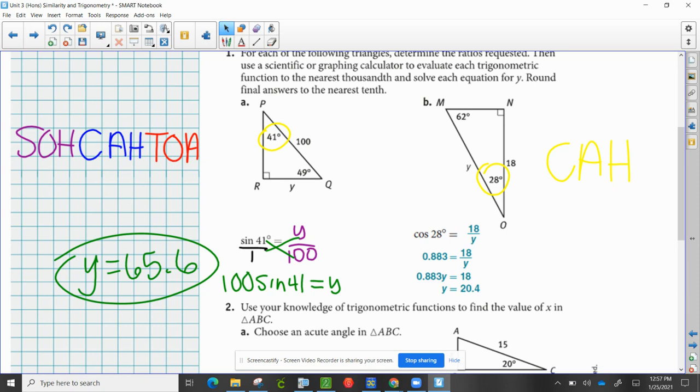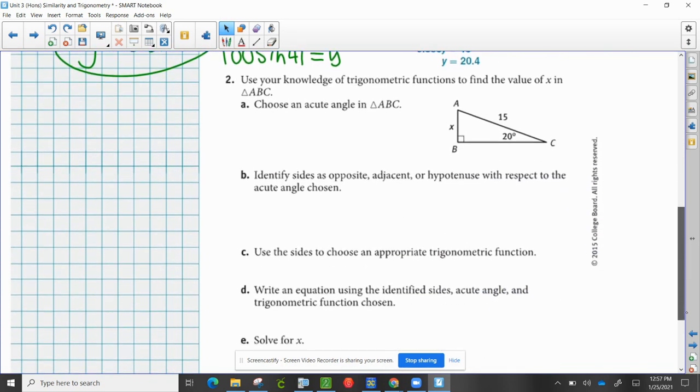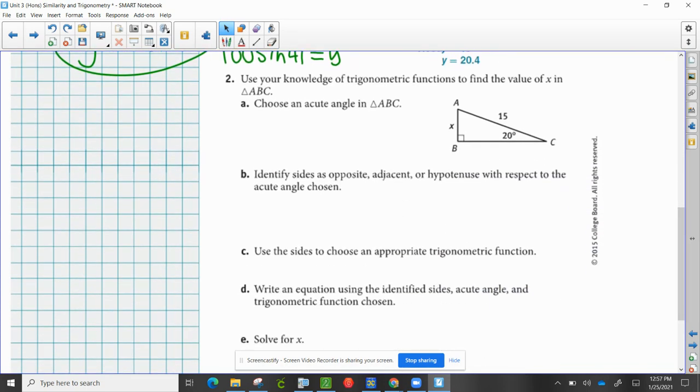Okay. All right, let's look at number 2. So it says, use your knowledge of trig functions to find the value of x in this triangle ABC. So they want us to start by choosing an acute angle. So we have our right angle at B, A and C are our acute angles. Now I'm just going to choose angle C since there's the measurement there. We could choose angle A if we wanted to. We just have to do a little subtraction to find what that angle is. But let's just choose angle C.